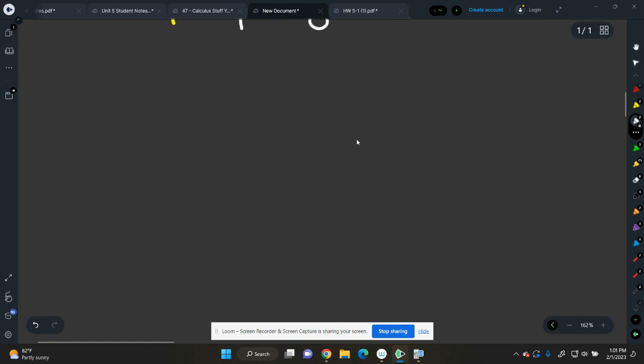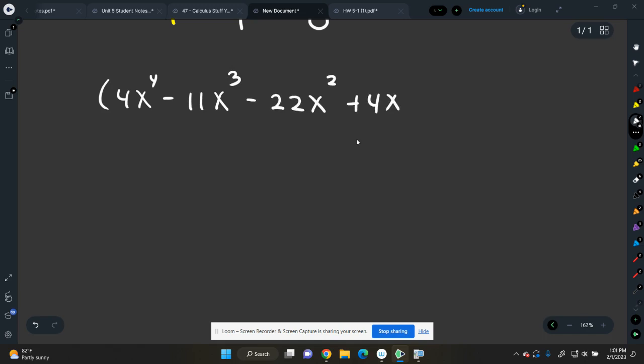So on your homework, you had things like 4x to the 4th minus 11x to the 3rd minus 22x squared plus 4x plus 7 divided by x minus 4. This was one of your homework problems.